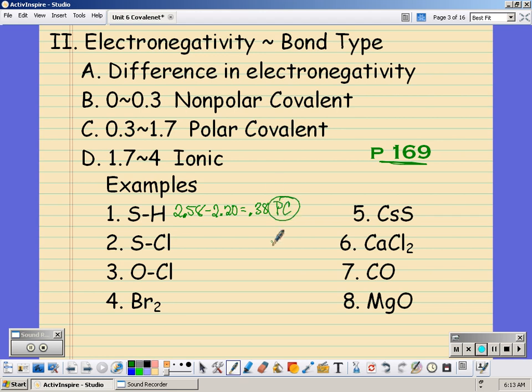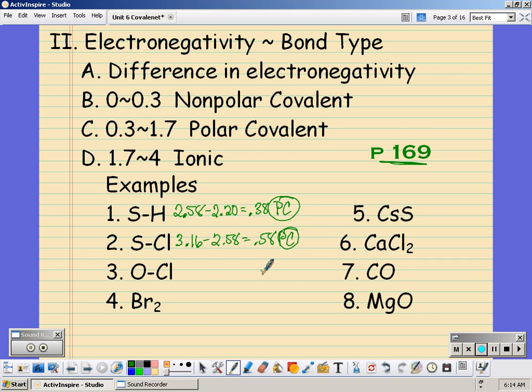Here we have sulfur and chlorine. We already know that sulfur is 2.58, so on page 169, chlorine is 3.16. We want a positive number, so we're going to take the larger number, 3.16, minus the small number, and we get a difference of 0.58. So 0.58 would fall between 0.3 and 1.7, so this is polar covalent as well.